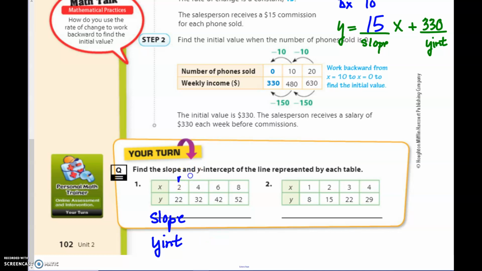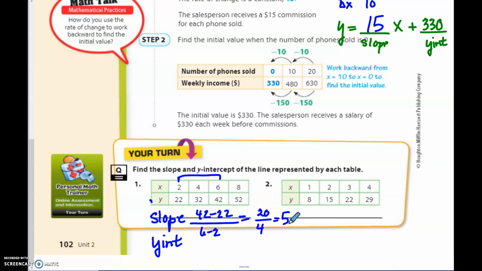So if I go from this point to this point, remember, y goes on top. So I'm going to do 42 minus 22 because my y's go on top. And then on the bottom, if I do 42 minus 22, I have to do the same order: 6 minus 2. So let's see, 42 minus 22 is 20. 6 minus 2 is 4. So 20 divided by 4 is 5. So the slope for this first chart is 5.